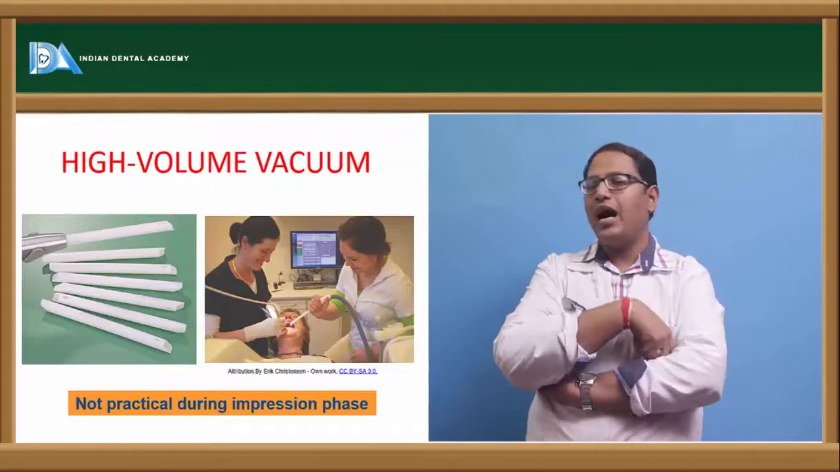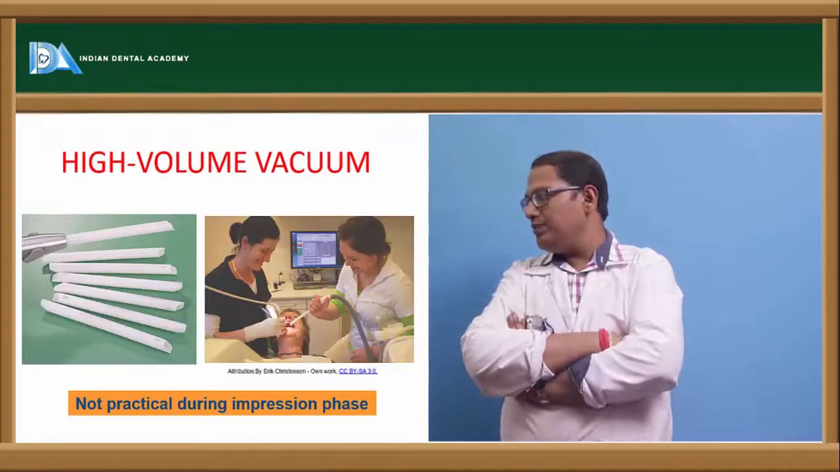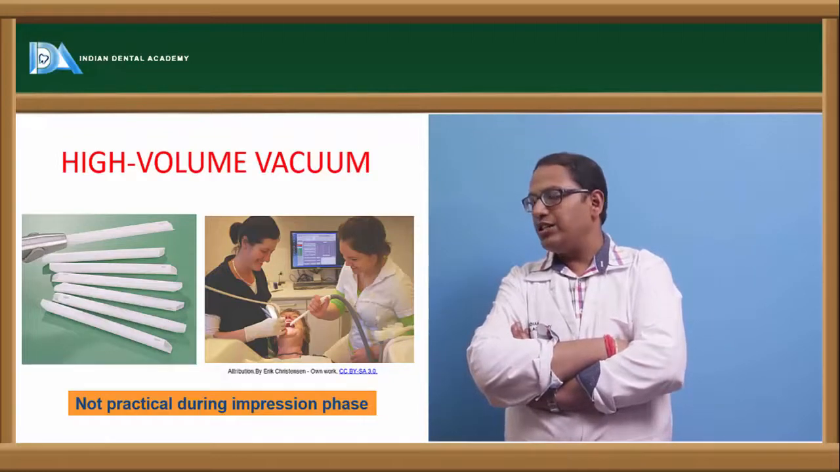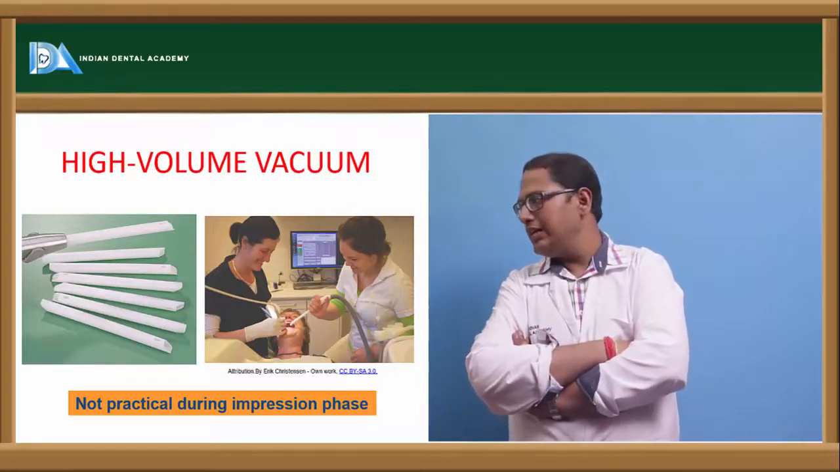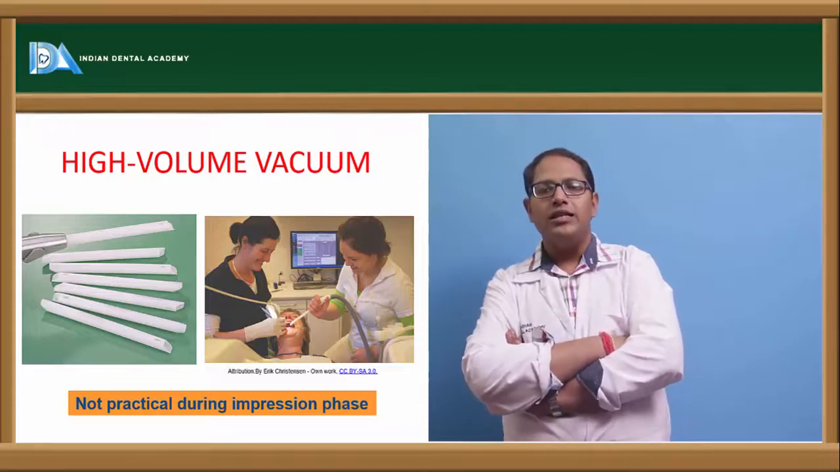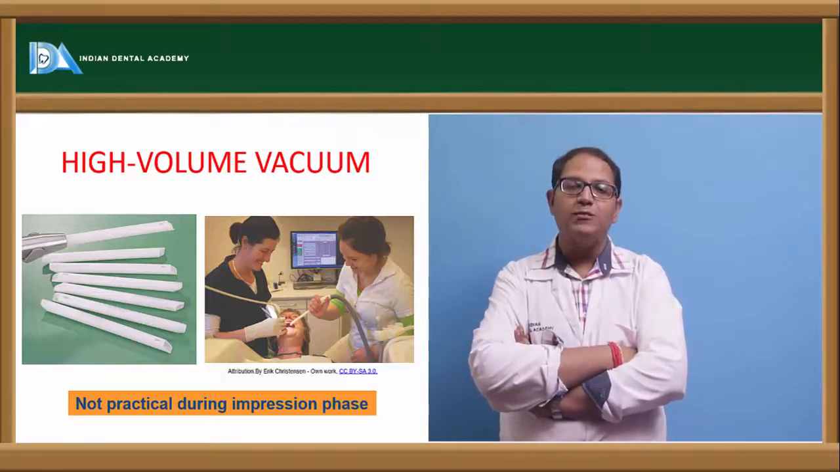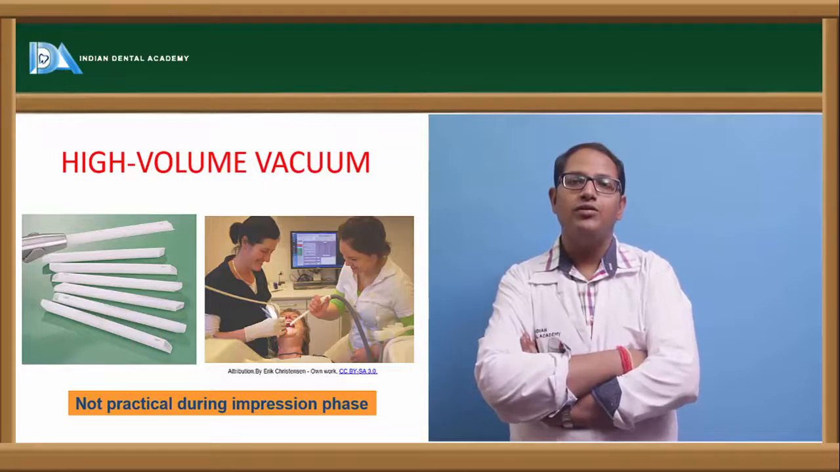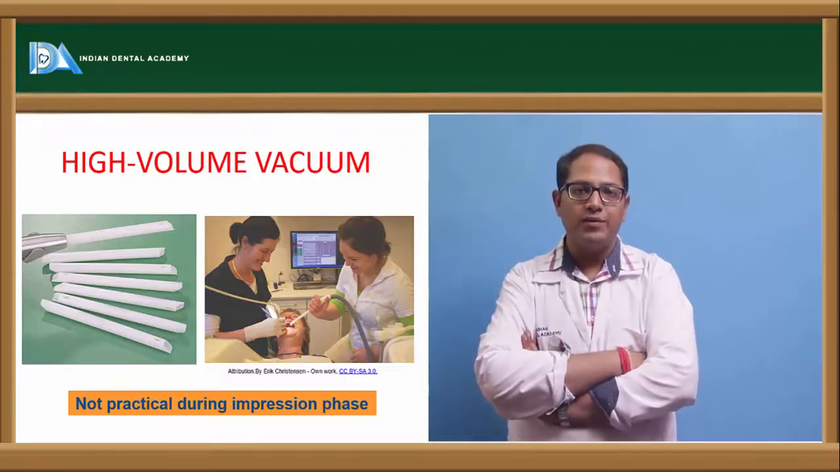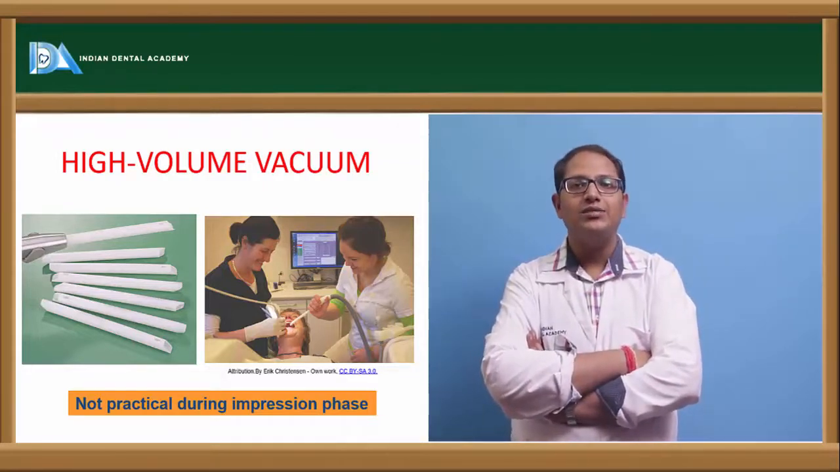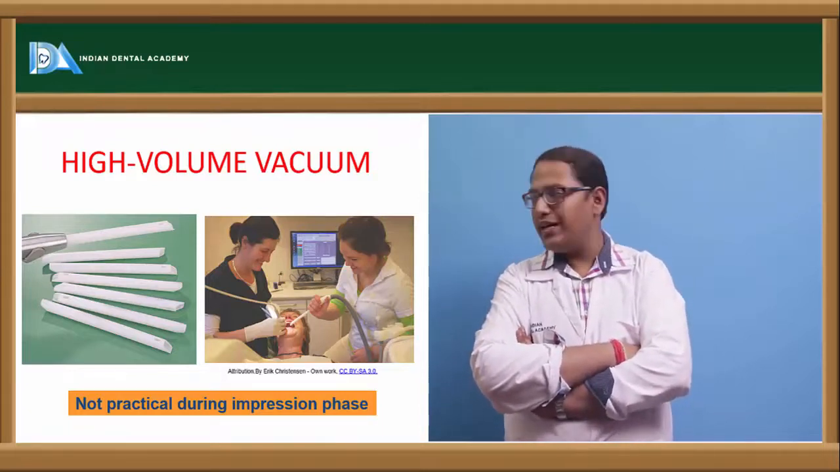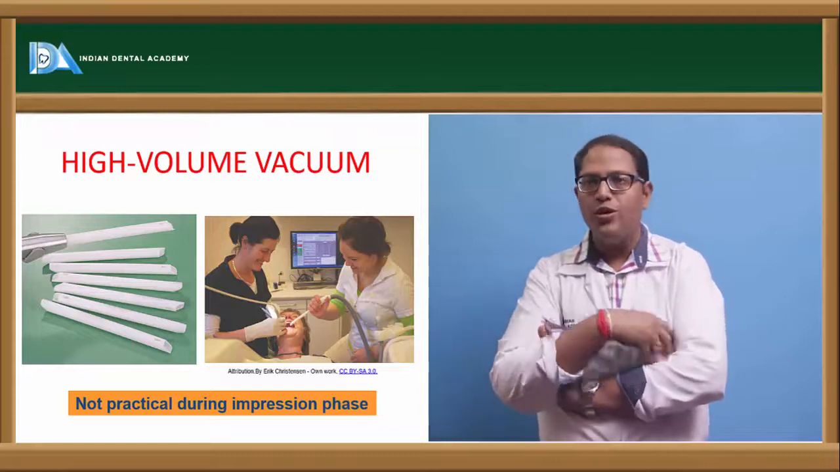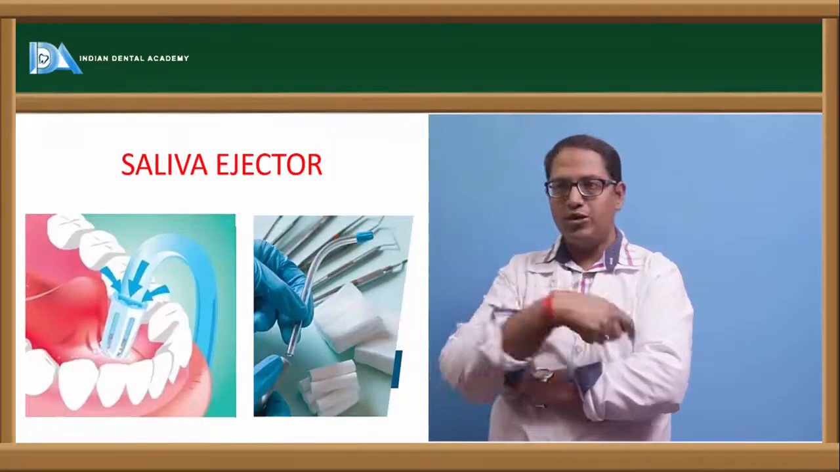Coming to the next, there is the high volume vacuum, which during impression making procedures is not feasible. Very frankly, that is only for the time when we are preparing the teeth as a prosthodontist, or when we are doing other procedures like endodontic procedures. For any surgical procedures in dentistry, in those cases high volume vacuum is useful. For prosthodontists, it is not much important.